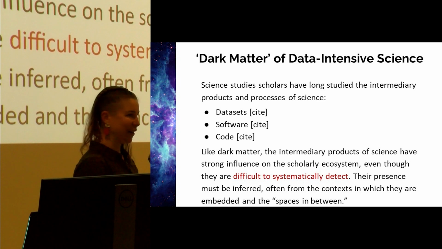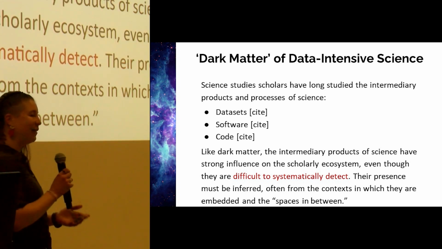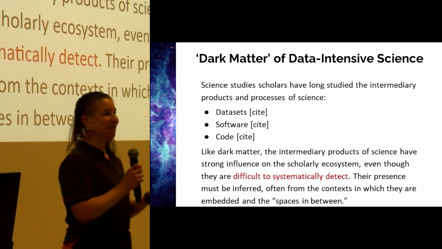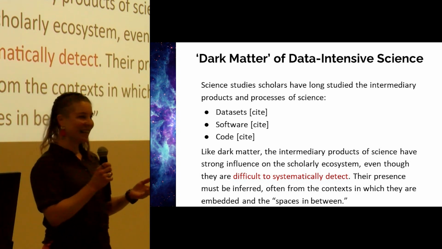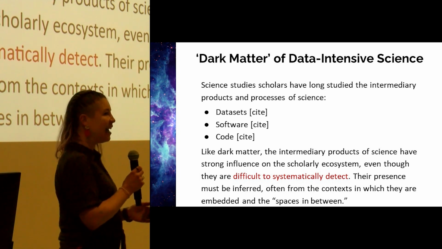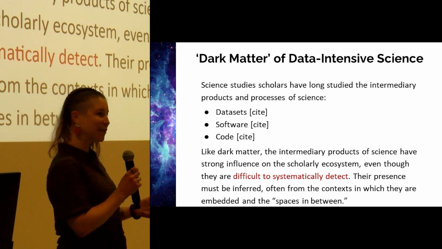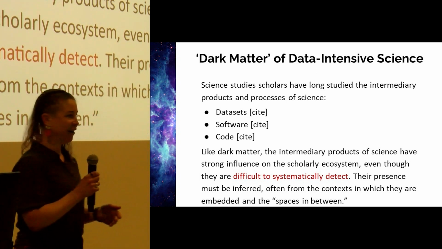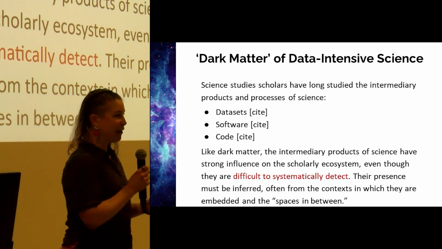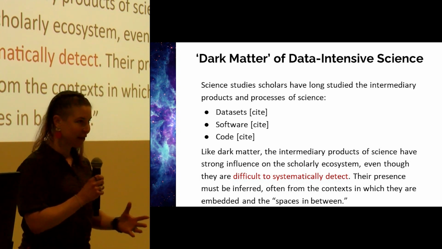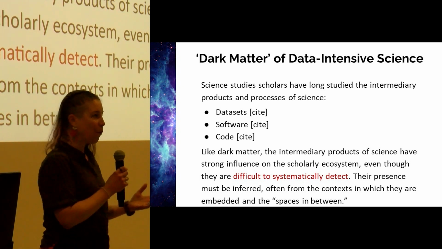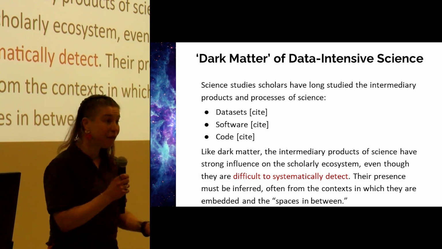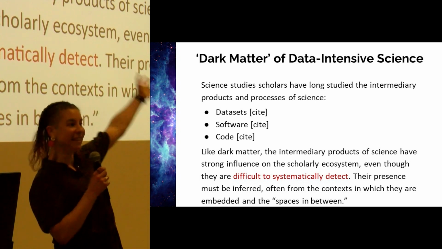So what do we mean by dark matter? Am I trying to be an astronomer? No, not really. But the idea is that there are some aspects of the sociology of science that are difficult to observe. A lot of the projects that my lab is working on right now are some of these. These include data sets, software, and code. And like dark matter, these are the intermediary products of science. They're often not well indexed in the scholarly universe, and they still have a very strong influence. How many of you here have heard of data-intensive science?